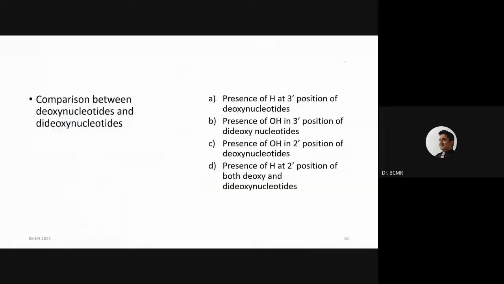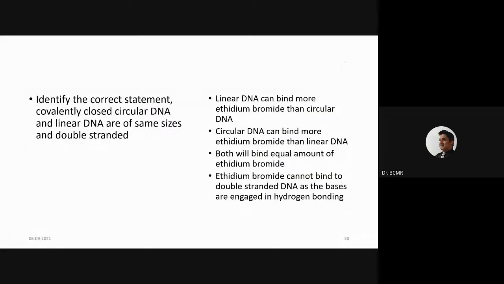Okay, I'll quickly ask a few questions just for fun. Can anybody identify the correct statement? This is just molecular biology, trying to recollect some. We have 5 minutes, we'll finish this. Identify the correct statement. Covalently closed circular DNA and linear DNA are of the same size and double-stranded. Those are the conditions. Linear DNA can bind more ethidium bromide than circular DNA. Circular DNA can bind more ethidium bromide than linear DNA. Both will bind equal amounts of ethidium bromide. Ethidium bromide cannot bind to double-stranded DNA as the bases are engaged in hydrogen bonding. Questions like this should make you recollect a lot around this topic. So can anyone answer?